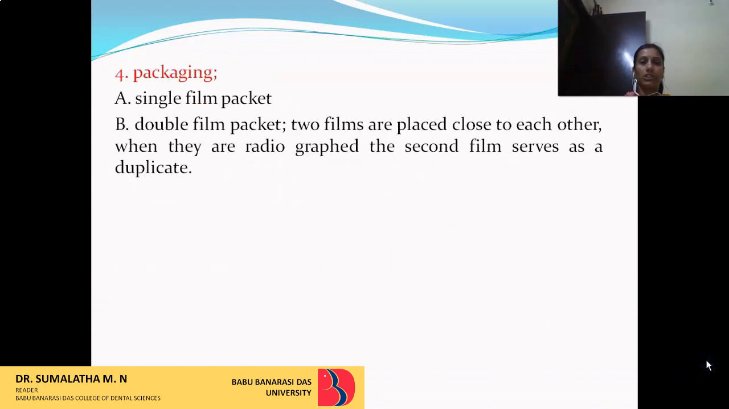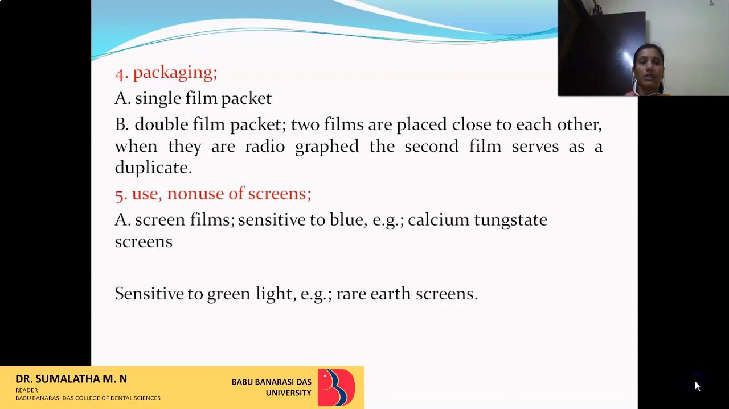Based on the packaging, they are classified into single film packet and double film packet. The single film packet contains only one film, and the double film packet contains two films that are placed close to each other. When radiographed, the second film will act as a duplicate.